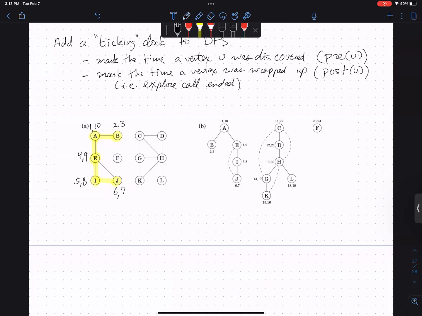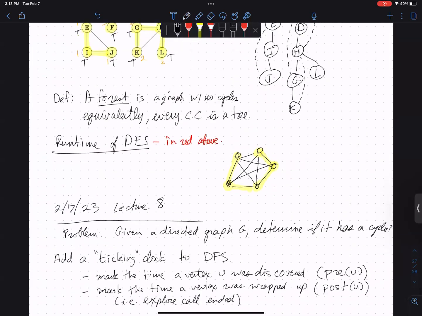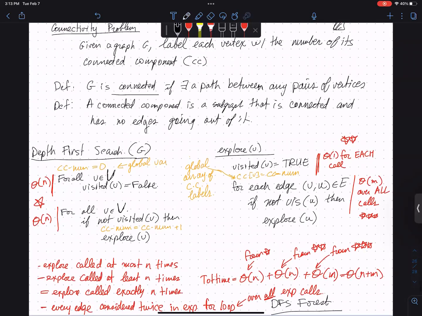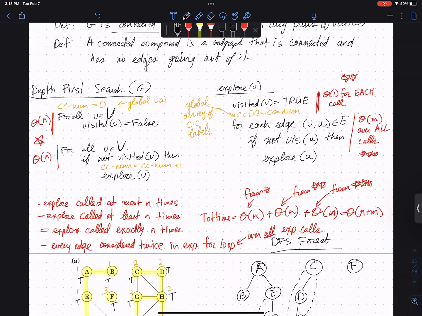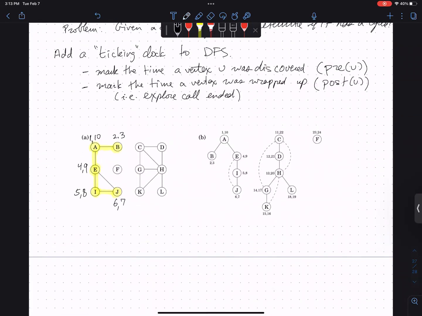Right, when we're done with exploring A, remember we go out to the outer loop. So we explored A here. We're done with that. So we go to the next vertex that's not visited and we explore that. In this case, B is explored, so we go to C.